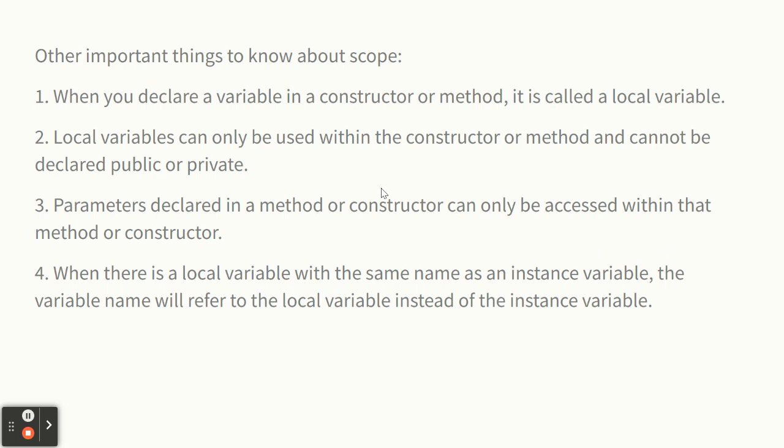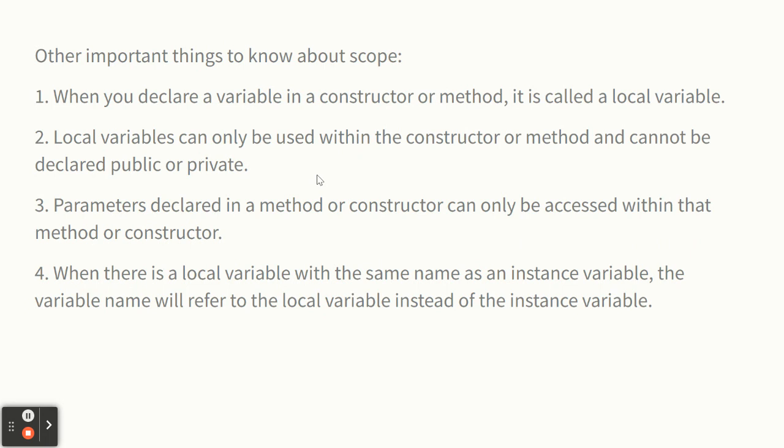Other important things to know about scope. When you declare a variable in a constructor or in a method, then it's called a local variable. It's only alive inside of that constructor or method. You get out of that and it doesn't exist. So local variables can only be used within the constructor or method that they're created in. And you can't create them as private or public at that level. You just have to say int or double or String. The private and public variable declarations happen at the very top of a class.